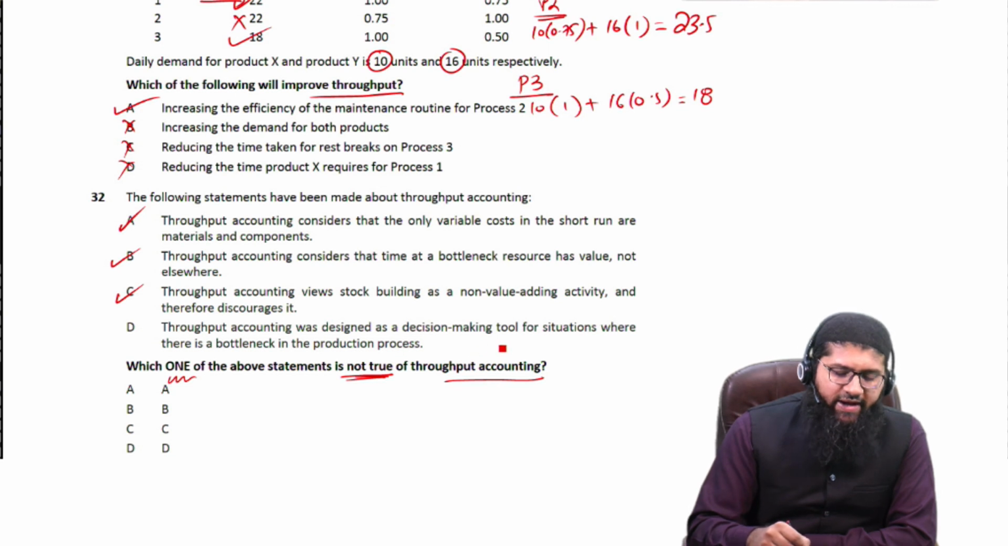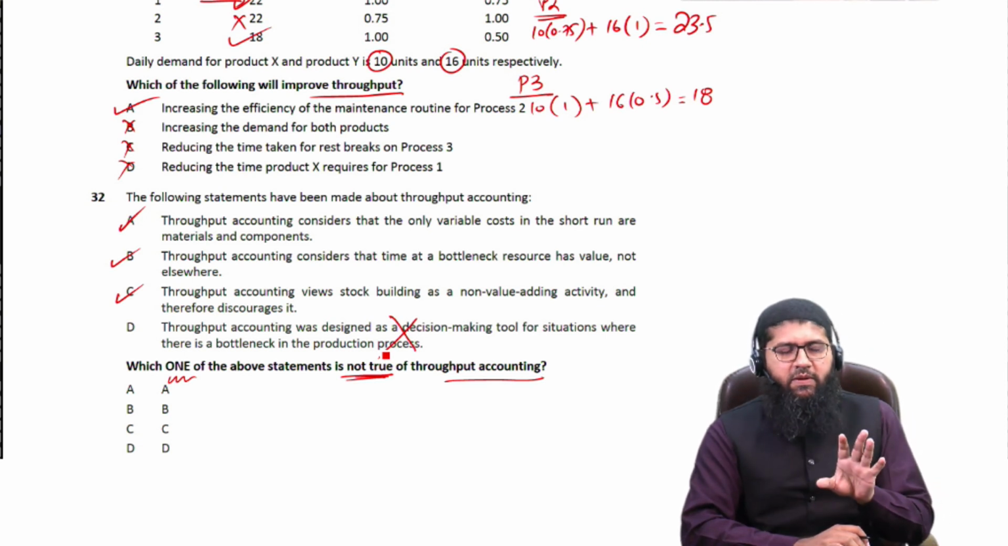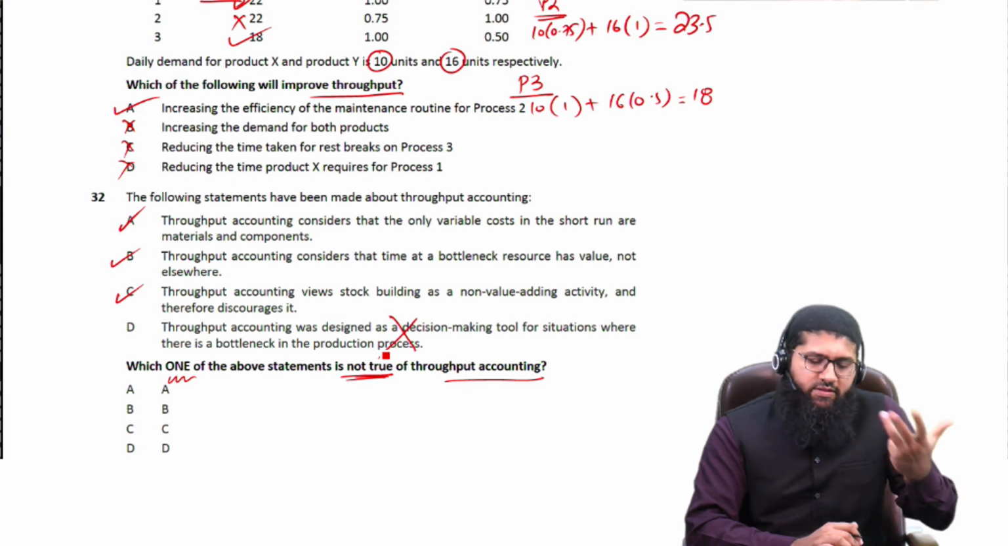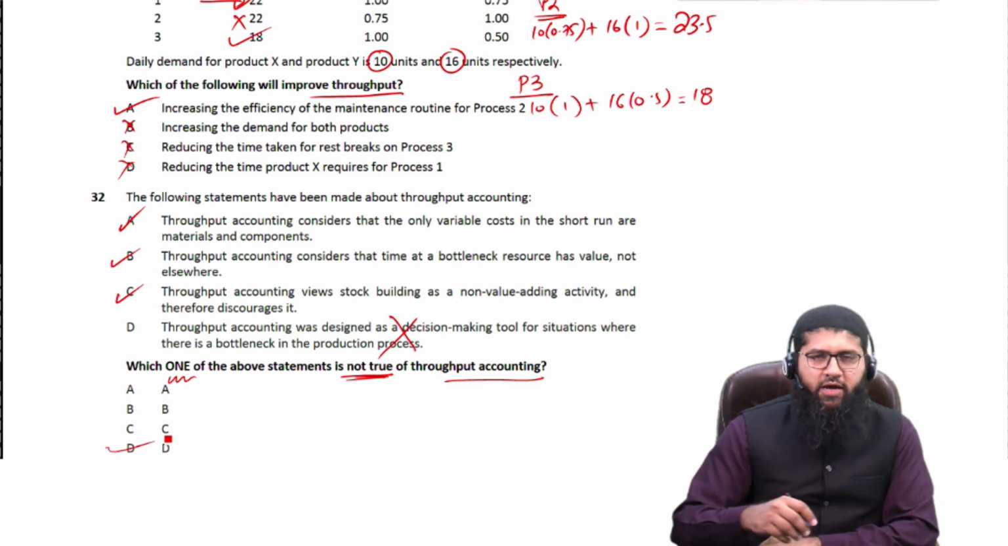Throughput accounting was designed as a decision-making tool for situations where there is a bottleneck in the production process. No, it's not for this purpose. It's actually there to improve the throughput, to enhance the throughput. That's what the purpose of throughput accounting was.